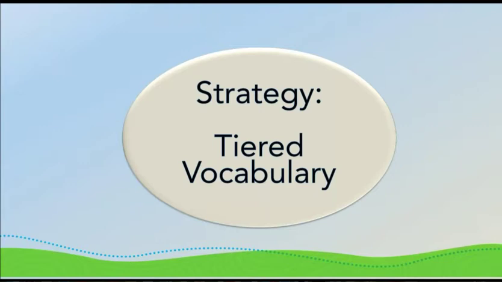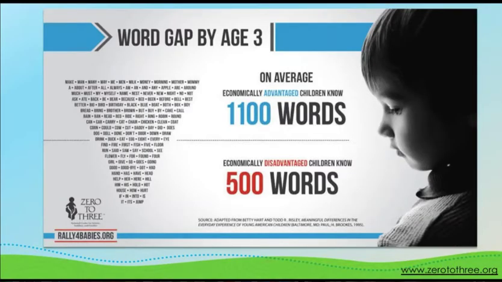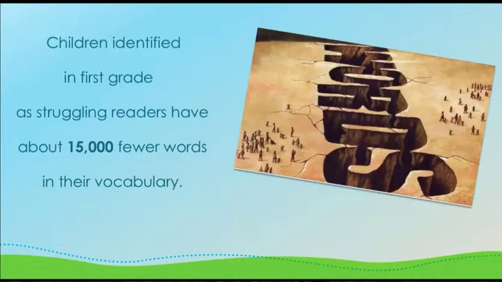And I want to talk just a little bit about the importance of vocabulary for our students. There's this phenomenon called a word gap. On average, our economically advantaged children know 1,100 words when they get to preschool, while economically disadvantaged children know only 500 words. And that's starting at that preschool level already with a word gap. It doesn't stop, though. The children identified in first grade as struggling readers have 15,000 fewer words in their vocabulary, and that gap just widens and gets bigger.